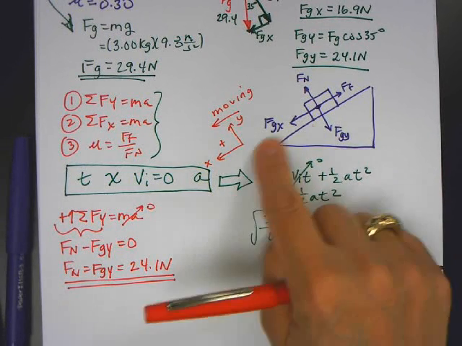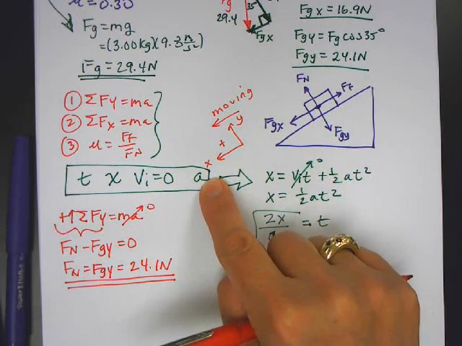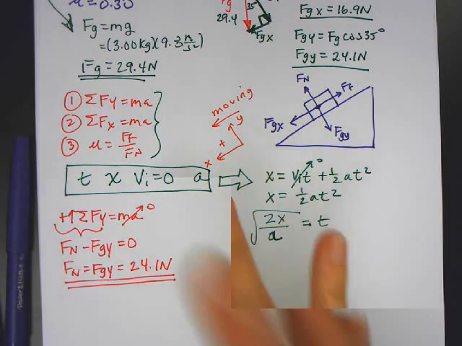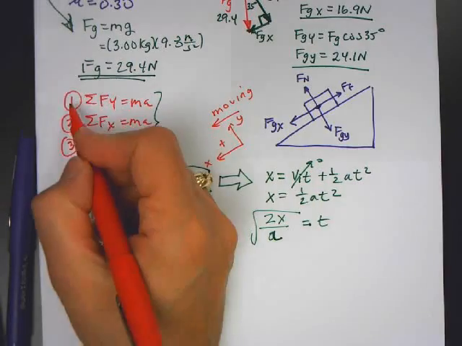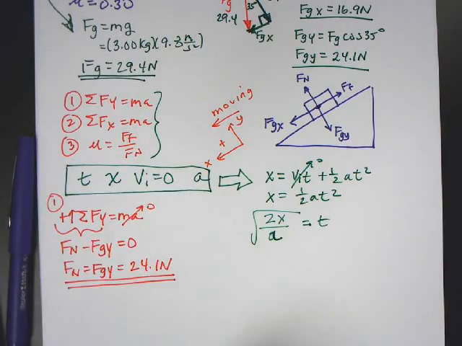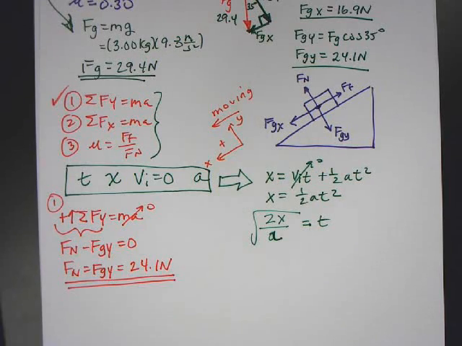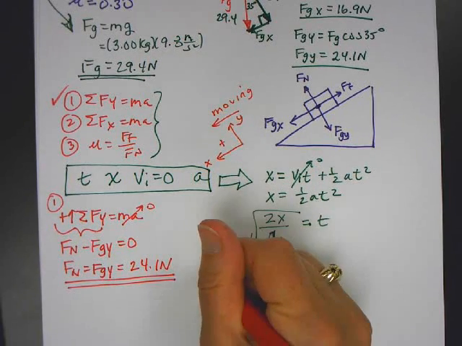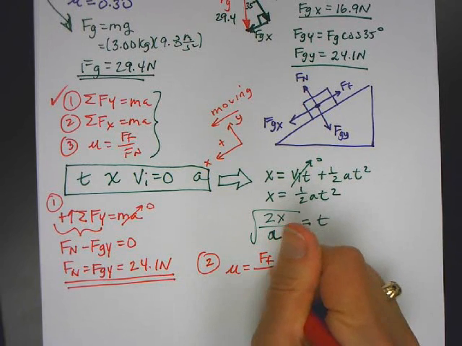I'm going to save summing forces in the x direction last because I need the a, that's probably going to be the last thing I have to do. If I did it right now, I'd say, oh, I have too many unknowns. So I did this. So I got one thing done. Now I can use the mu equation. Mu is equal to Ff over Fn.